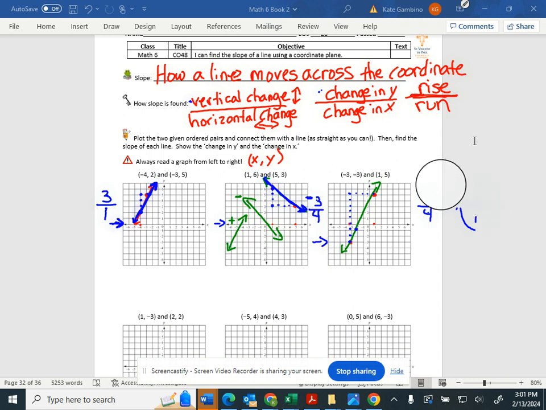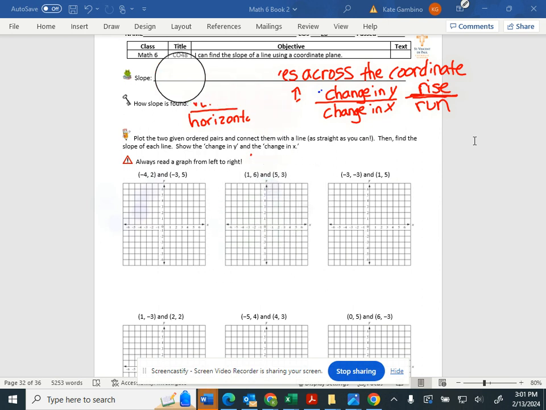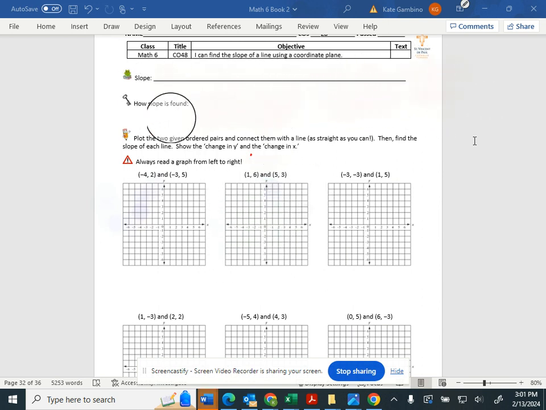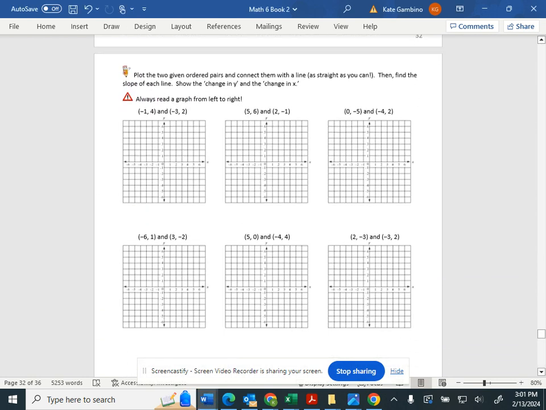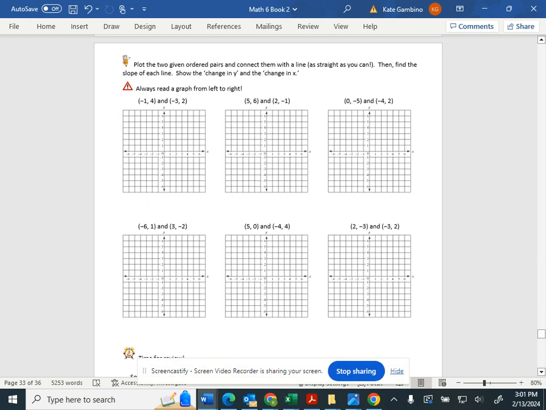So that is our first page. Let's look at the directions on our second page. We have the exact same directions. Plot the 2 given ordered pairs and connect them with the line as straight as you can. Then find the slope of each line.